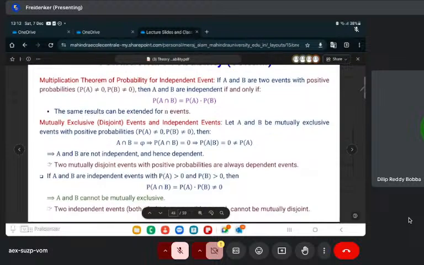If you have exclusive events, let A and B be mutually exclusive events with non-zero probabilities. Okay, fine. If they're mutually exclusive, it means A intersection B is a null set, so probability of A intersection B will be zero, and probability of A given B. Okay, so I will apply my multiplication theorem. Probability of A intersection B is nothing but probability of A into probability of B given A, right?